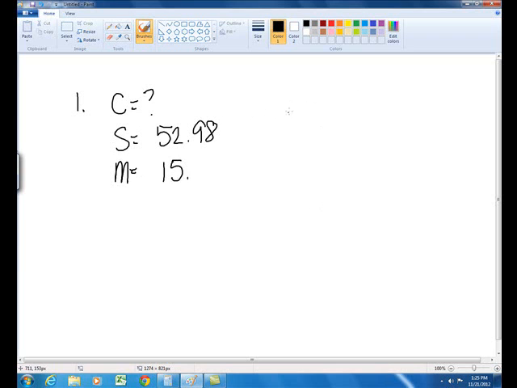Normally we're used to starting with our cost, right? But we don't have our cost. But we do know that once we had our cost, we would add that $15 to it, and that's going to equal our selling price. Really, all we have to do is take our selling price, subtract my markup amount, and it's going to give me my cost.